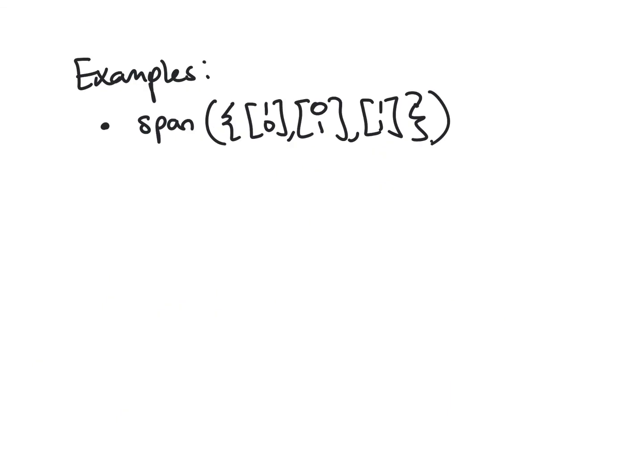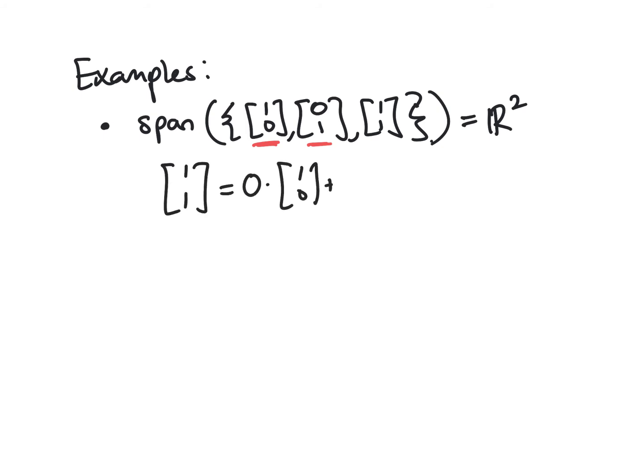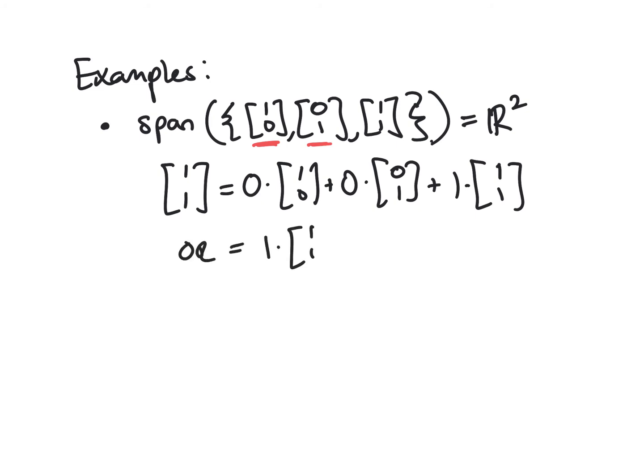So this is another example that I think is important to talk about here. So we know that the first two together generate R2. The addition of the third one doesn't really affect that. So it changes how you could write some linear combinations if you wanted to. For instance, you could write (1, 1) as either 0 times (1, 0) plus 0 times (0, 1) plus 1 times (1, 1). Or you could write it in terms of the first two, right? It would be 1 times (1, 0) plus 1 times (0, 1) plus 0 times (1, 1).